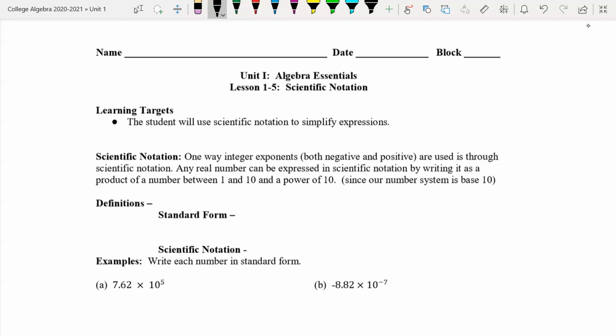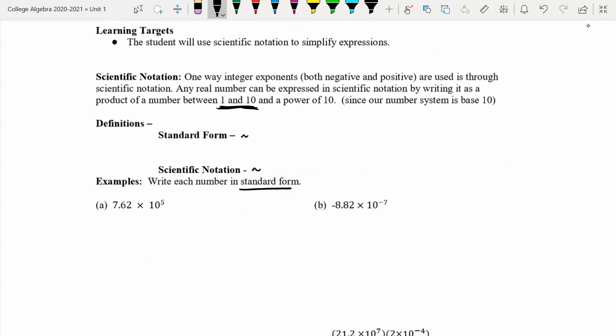So scientific notation is one way integer exponents, both negative and positive, are used. Any real number can be expressed in scientific notation by writing it as a product of a number between 1 and 10, so that's really important right there, between 1 and 10, and a power of 10, since our number system is base 10. Now, I'm not going to write the definitions. You just need to know that if it says standard form, I want you to write out the number.